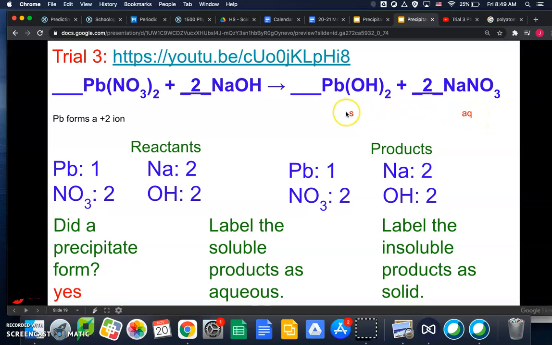Remember, we label our insoluble products as solid and our soluble products as aqueous. And then remember, it's the insoluble products, those are the ones that are forming a solid. Those are the ones that are making it look cloudy, if you will. Okay, so go ahead and do that for the remaining trials. And then if you have any questions, be sure to ask me.